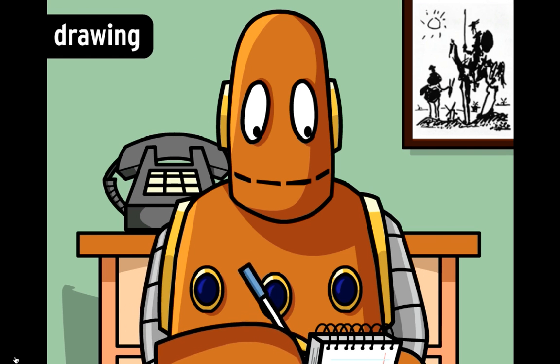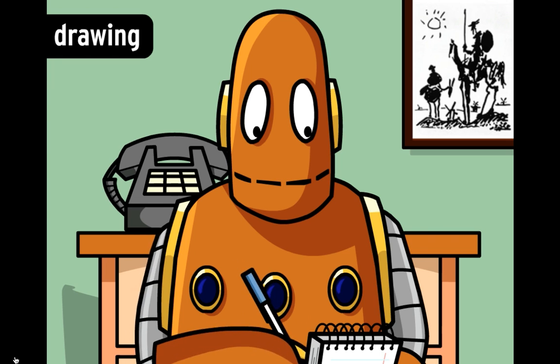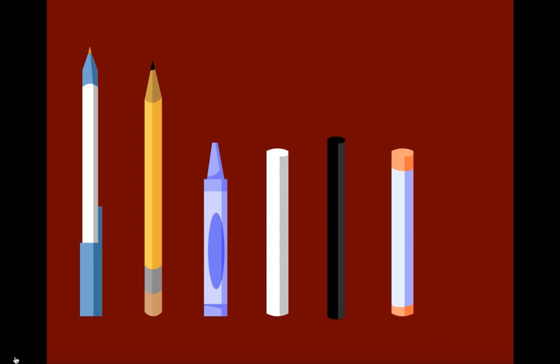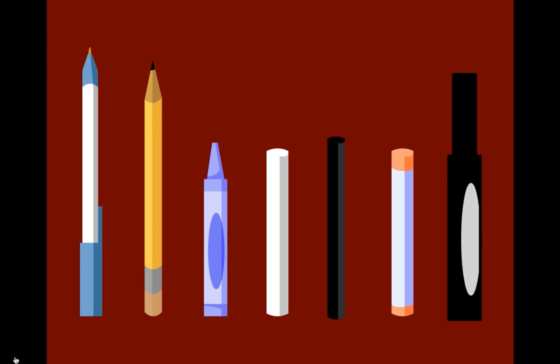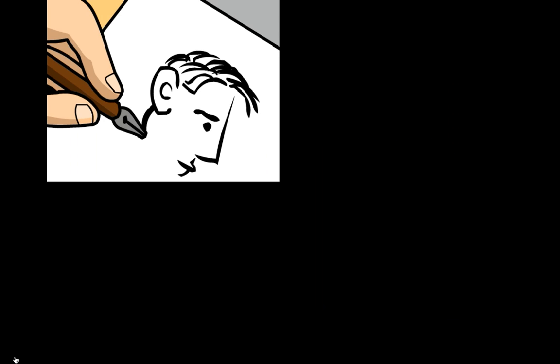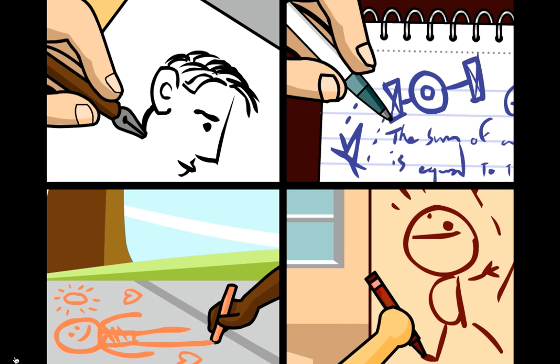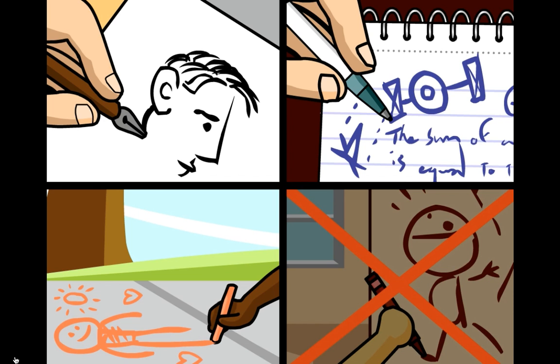Drawing is a way of making an image by marking lines on a surface. There are lots of ways to do it. You can use things like pens, pencils, crayons, chalk, charcoal, pastels, and markers. Some artists draw on special art paper, but you can pretty much draw anywhere. Well, maybe you shouldn't draw on the wall.